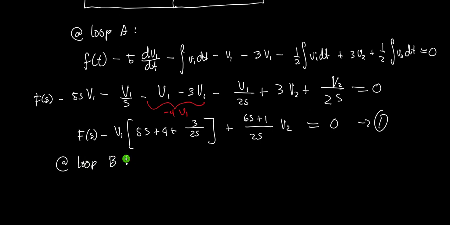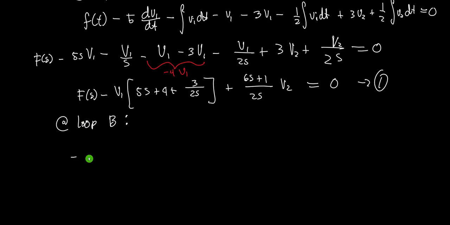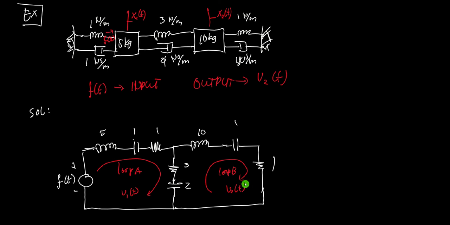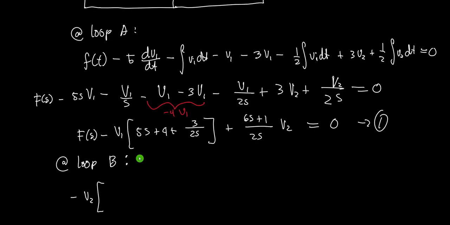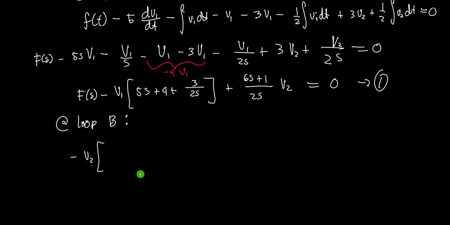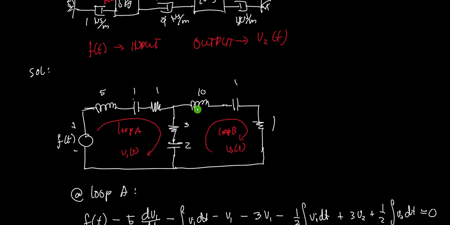B. For loop B here, we don't have any source voltage, so we can apply the KVL. So we have minus V2 and all the impedances along this loop. So minus 2, 3, 10, 1, and 1. So we have 10, or we can directly apply. Another way is, instead of writing this integral here, we can directly convert them first into the S domain before we apply the Kirchhoff's law.